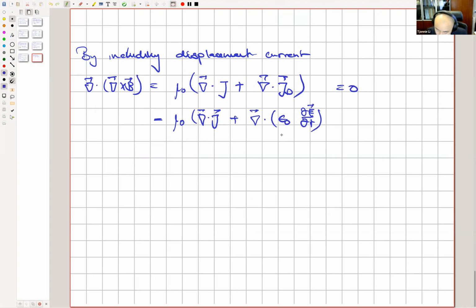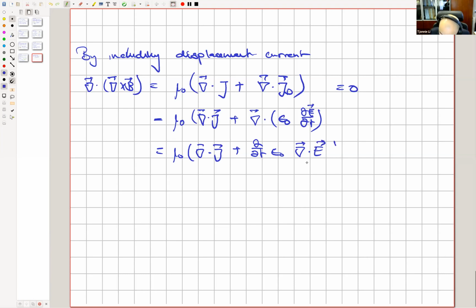Now, in this case, whether I take the divergence first or the time derivative doesn't matter. These are all partial derivatives, so I can change the order and write mu naught, the divergence of J plus partial by partial t of epsilon naught times the divergence of E.